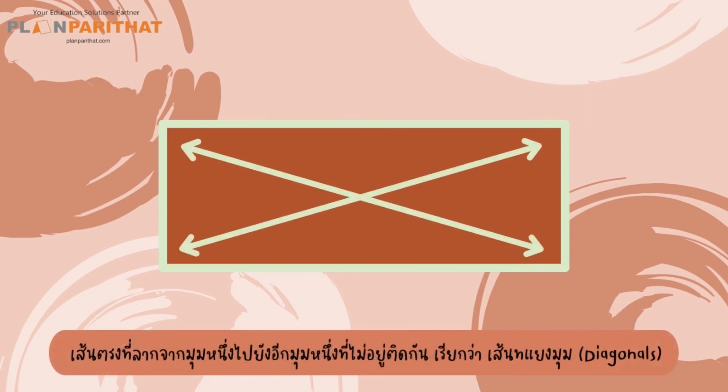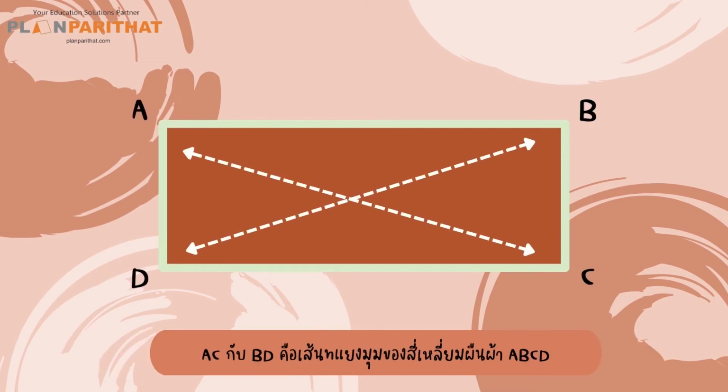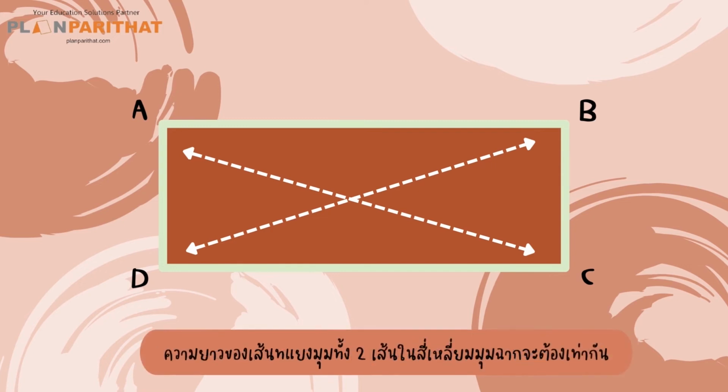In a rectangle, we also have diagonals. A diagonal is a straight line that's drawn from one corner to another non-adjacent corner. For example, these line segments AC and BD are the diagonals of the rectangle ABCD. The lengths of both diagonals in a rectangle must be equal.